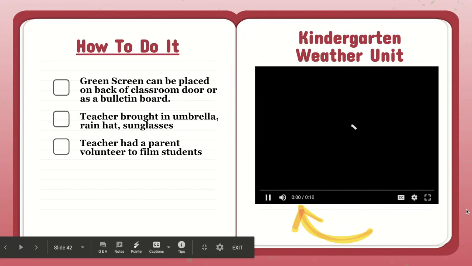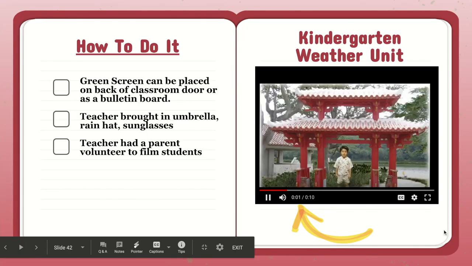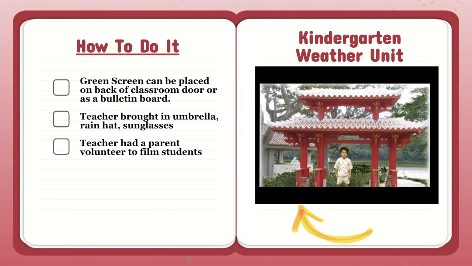Here's another example. My name is Kosei, and I'm reporting on Okinawa, Japan, and it is 68 degrees, and I used to live there.